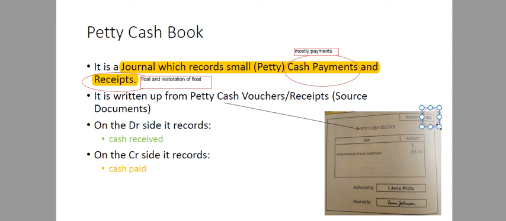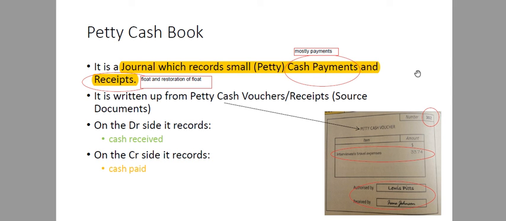Like every source document, it has a number, and then it has the details of the items and the amount. At the end there are two signatures: who authorized the payment and who received the money. So this serves as evidence. Whenever the petty cashier makes a payment, he'll fill up this voucher and keep collecting all the vouchers. When the next period starts, he'll take all these vouchers to the main cashier and get the float restored. So this is evidence actually.